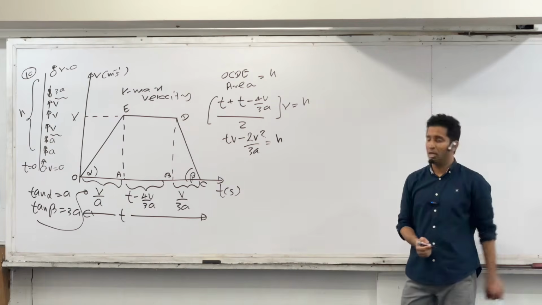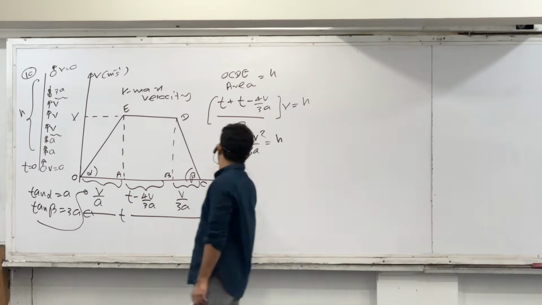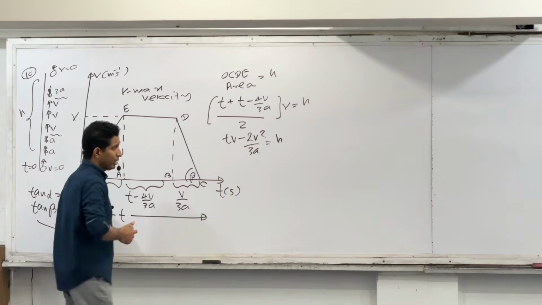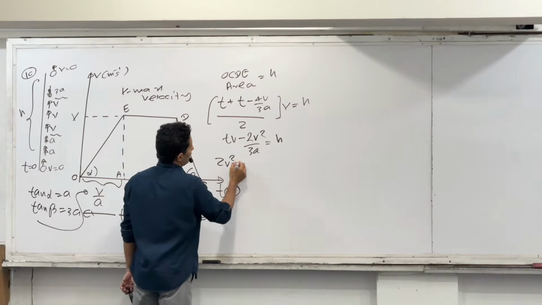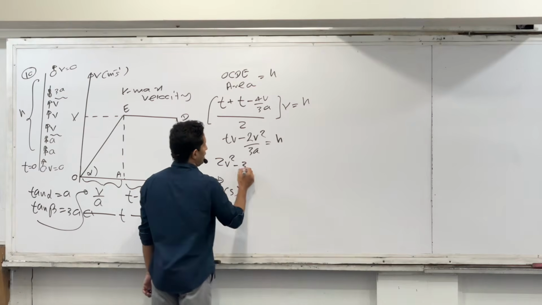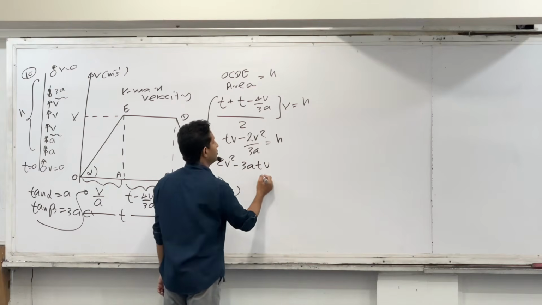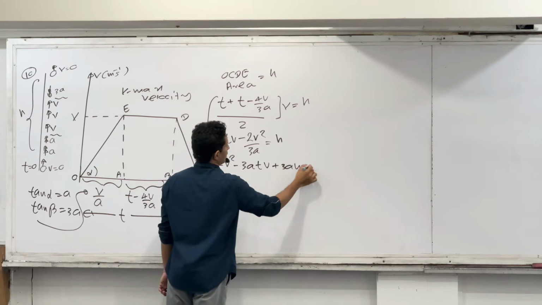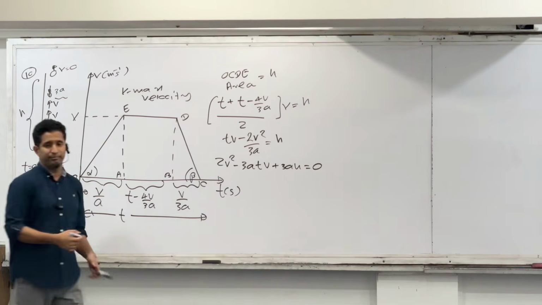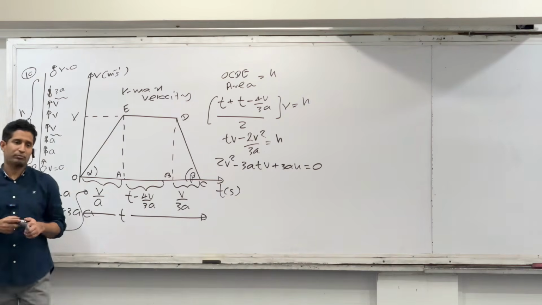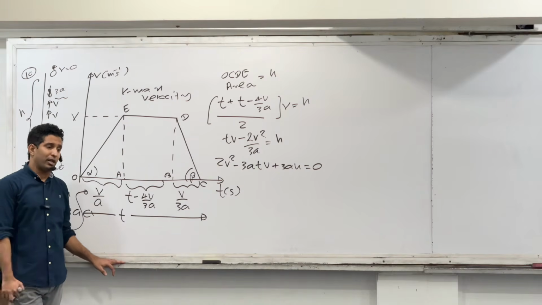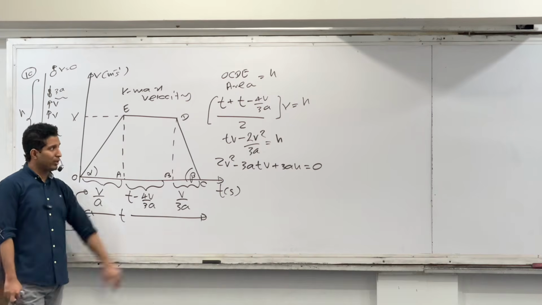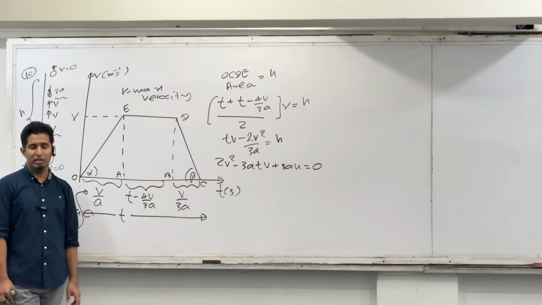Can you understand? Now multiply the entire equation by 3A, then take it the other way: 2V squared minus 3ATV plus 3AH equals 0. What is this? Make everything in V. This is a quadratic equation of V. Can you understand? From here, how can we make V the subject?